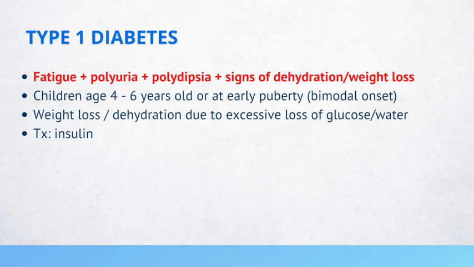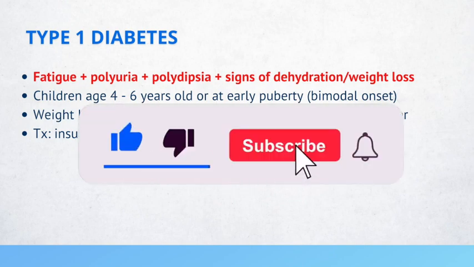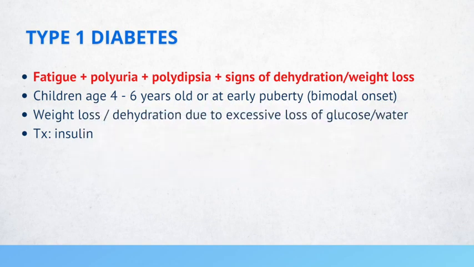Children can present with this condition between the ages of 4 to 6 years old, or at early puberty. It has a bimodal onset in the pediatric population. And the weight loss or dehydration is due to excessive loss of glucose or water. So, of course, to treat these patients, we want to give them insulin.